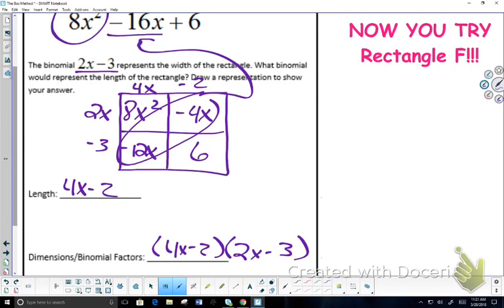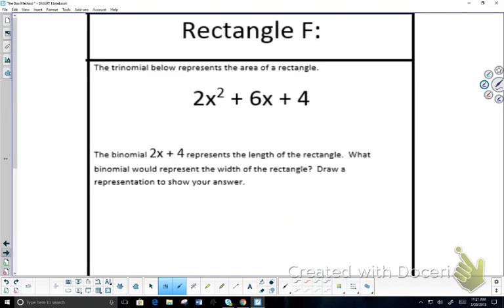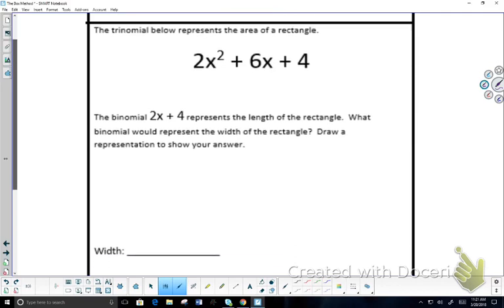What was the answer to this? 4x. Got it? Okay, so let's see. That's all we got for that. So let's go to our next one. Okay, it worked. Good.